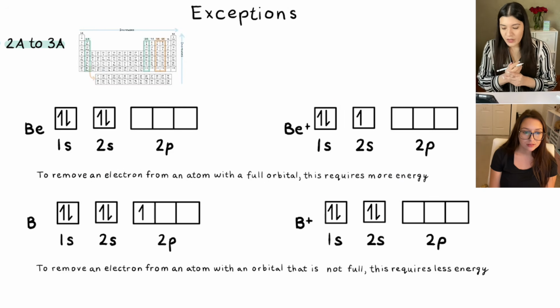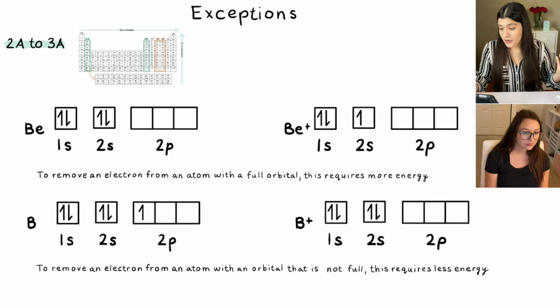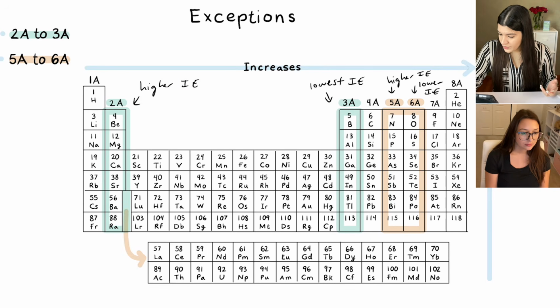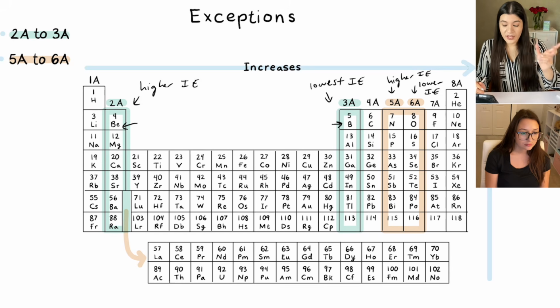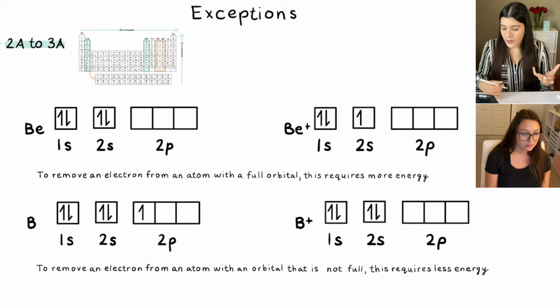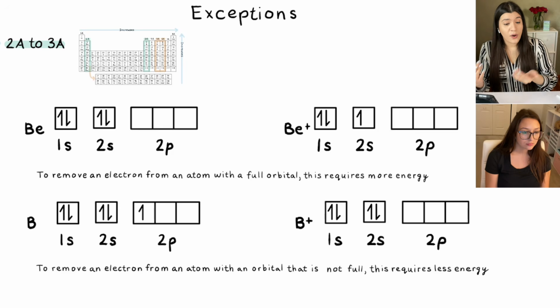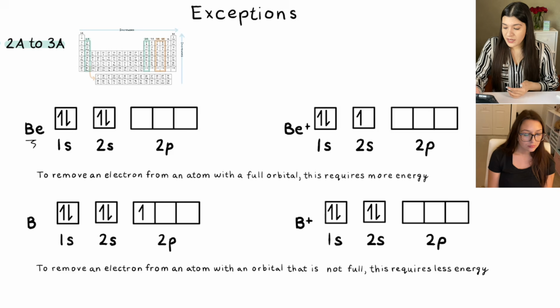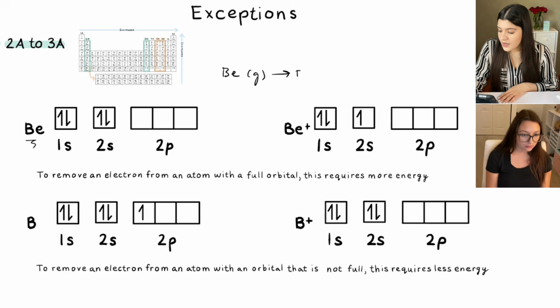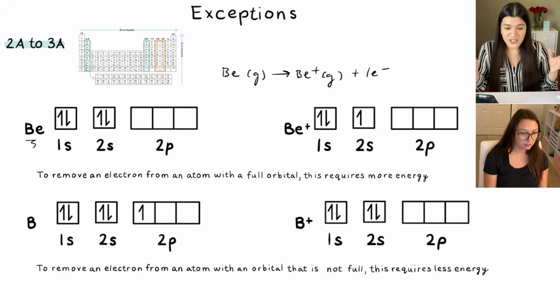So let's say I was just to compare beryllium. So beryllium is here, okay? And then I'm comparing boron. So I'm looking at beryllium and boron and seeing why this exception is true. What's happening here? If I were to try to remove an electron from the neutral atom, that makes it a cation, so it makes it a positive charge. So this is where I start off, right? Beryllium in its gas state. And then next I would just add that positive charge, and this is one electron removed.